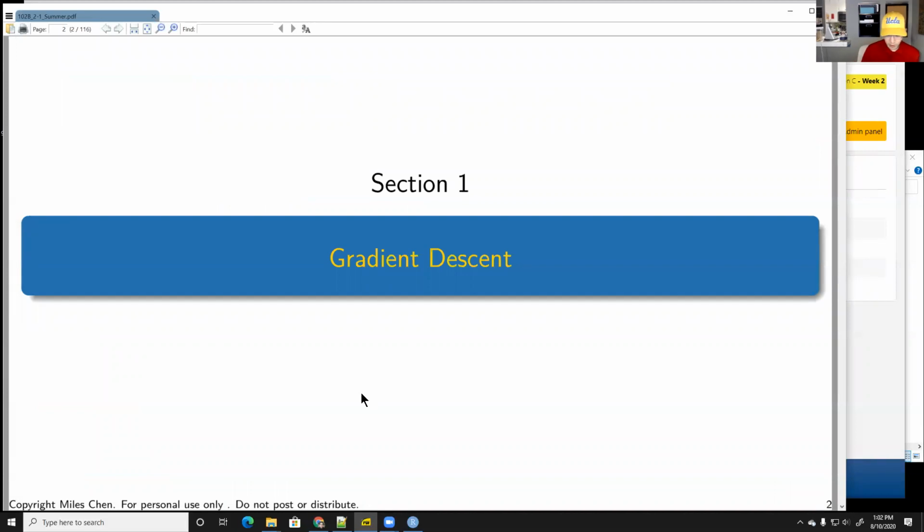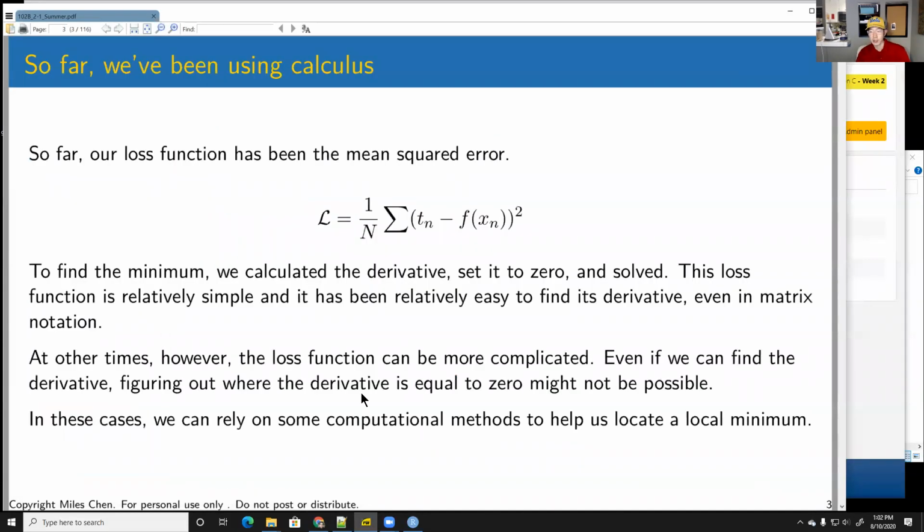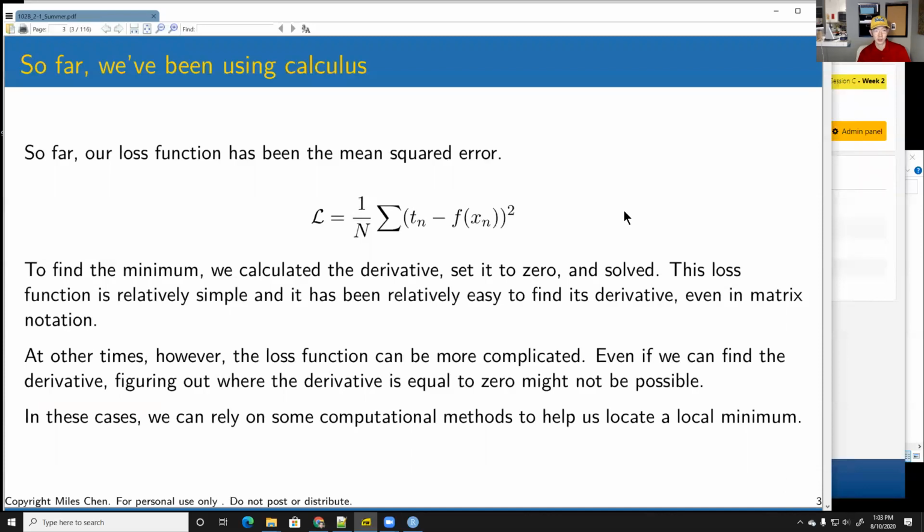Okay, so today we will talk about gradient descent. Gradient descent is an optimization method. So far, we have used the mean squared error as our loss function, which is this. To find the minimum, we found the derivative, set it equal to 0, and then solved. This loss function is pretty simple. It's not too hard to find the derivative, and even in matrix notation, we can find the derivative relatively easily.